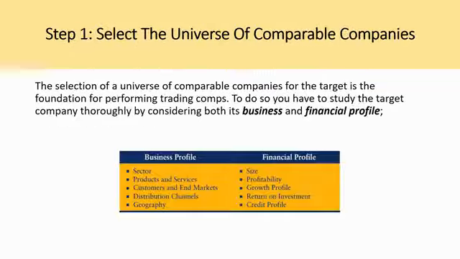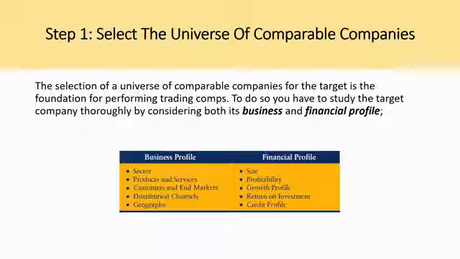So let's look at step 1. The selection of a universe of comparable companies for the target is the foundation for performing trading comps. To do so, you have to study the target company thoroughly by considering both its business and financial profile. And this is important. A lot of the times when people rush through this analysis, the due diligence portion is always overlooked because they simply assume that, okay, because this company is in the oil sector, I can compare it to any other company in the oil sector. No, that's not the case.